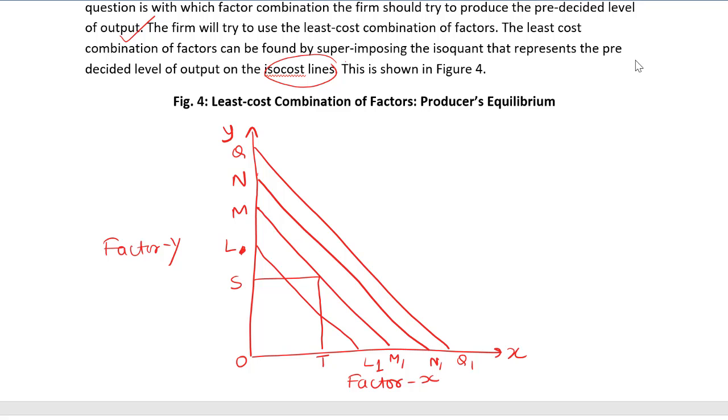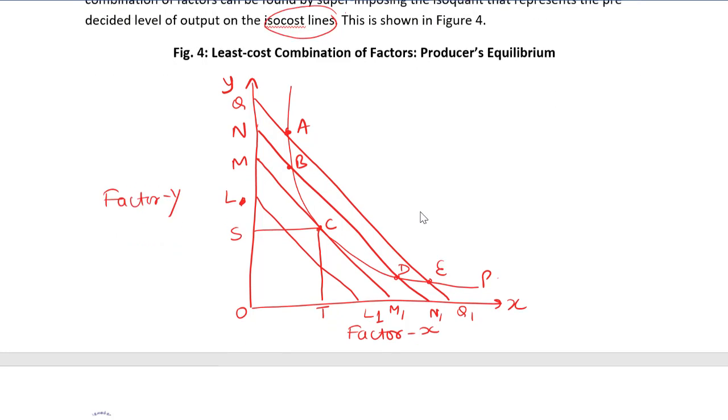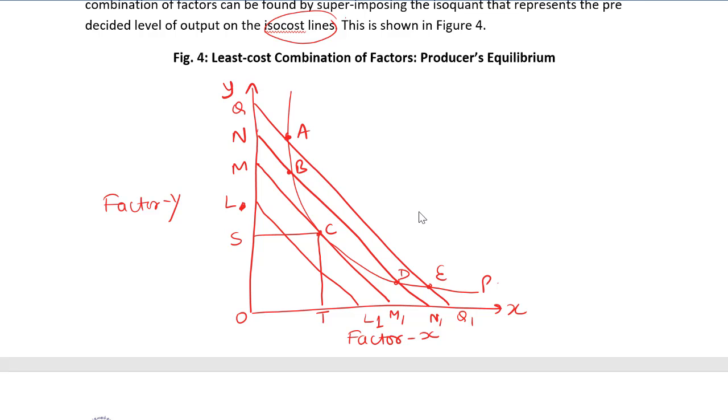SNT could be a tangent line. Here we have combinations A, B, C, D, and E. This is P. Least cost combination of production in case of producer equilibrium. Least cost combination of factors, that is producer equilibrium.